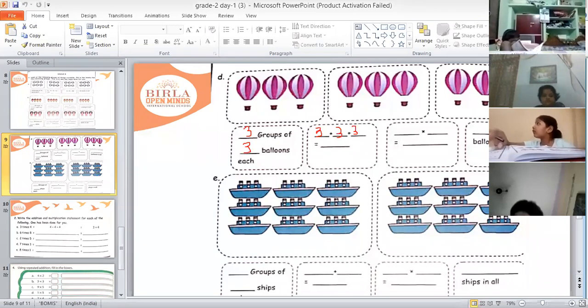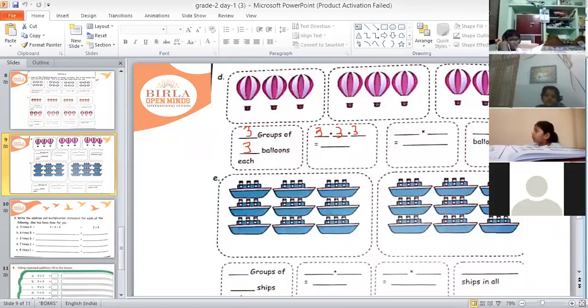Yes, Aslan. Ma'am, I have done the whole page. Oh, very good. That's very good, Aslan. Very good. Those who have completed, that's very good.